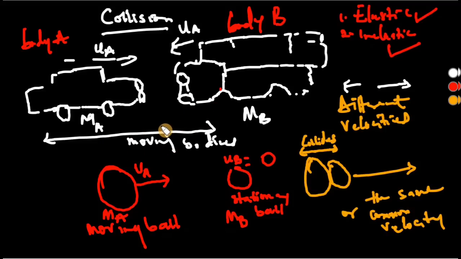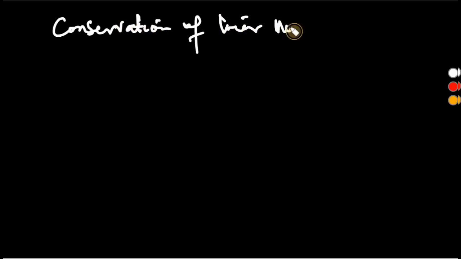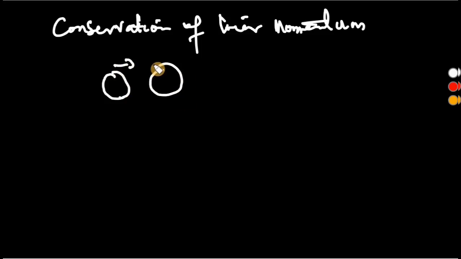So let us look at conservation of momentum for elastic collisions. Conservation of linear momentum. Momentum is a product of mass and velocity. So we say that momentum is conserved in an isolated system, that is a system where there is no net external force. So if two bodies are moving in an opposite direction and collide in an isolated system, momentum is said to be conserved.